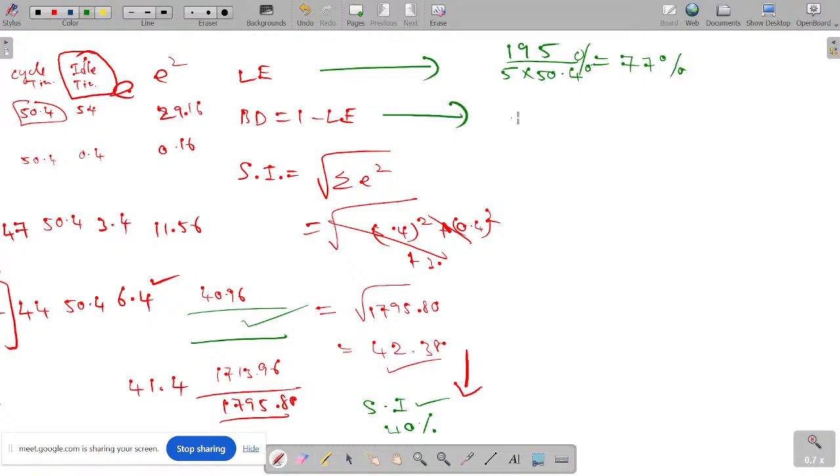What's the balance delay? 100 minus 77, which is 23% delay. So that's the solution to the problem. Actually, it's a simple problem. We'll just go through it. If there are any doubts, we'll discuss.